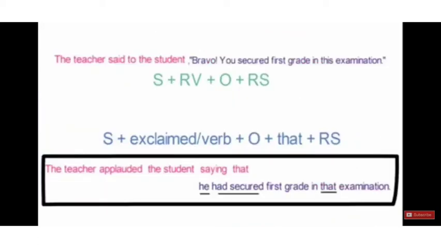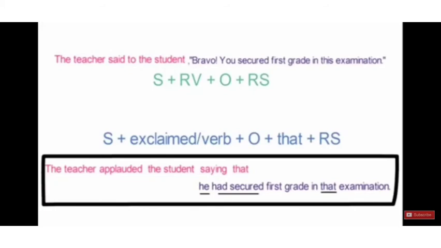Next, I will be using the structure only for the exclamatory word. See this example. The teacher said to the student, "Bravo, you secured first grade in the examination." The structure of the sentence is subject plus reporting verb plus object plus reported speech. So the structure in indirect speech is only subject plus exclaimed or verb plus object plus that plus reported speech.